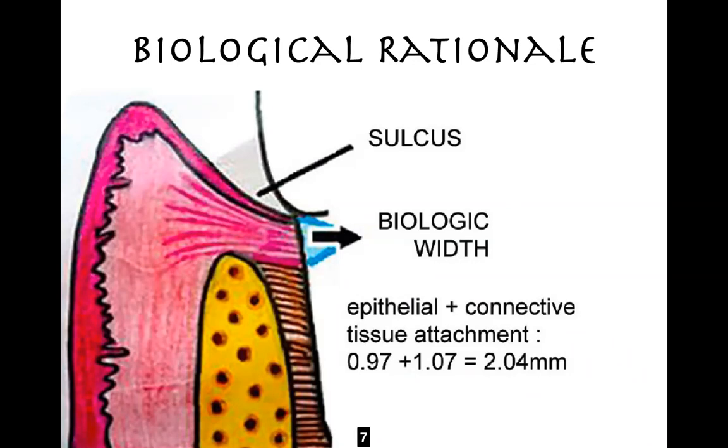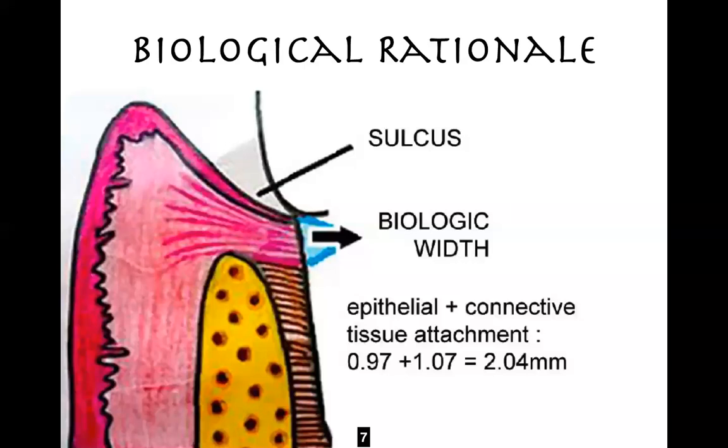The second one is the junctional epithelium, and the third is the connective tissue attachment. So when three things have come into my dento-gingival junction, two of those three together are forming what? They form the biologic width. In easy terminology, biologic width consists of our junctional epithelium plus connective tissue attachment.